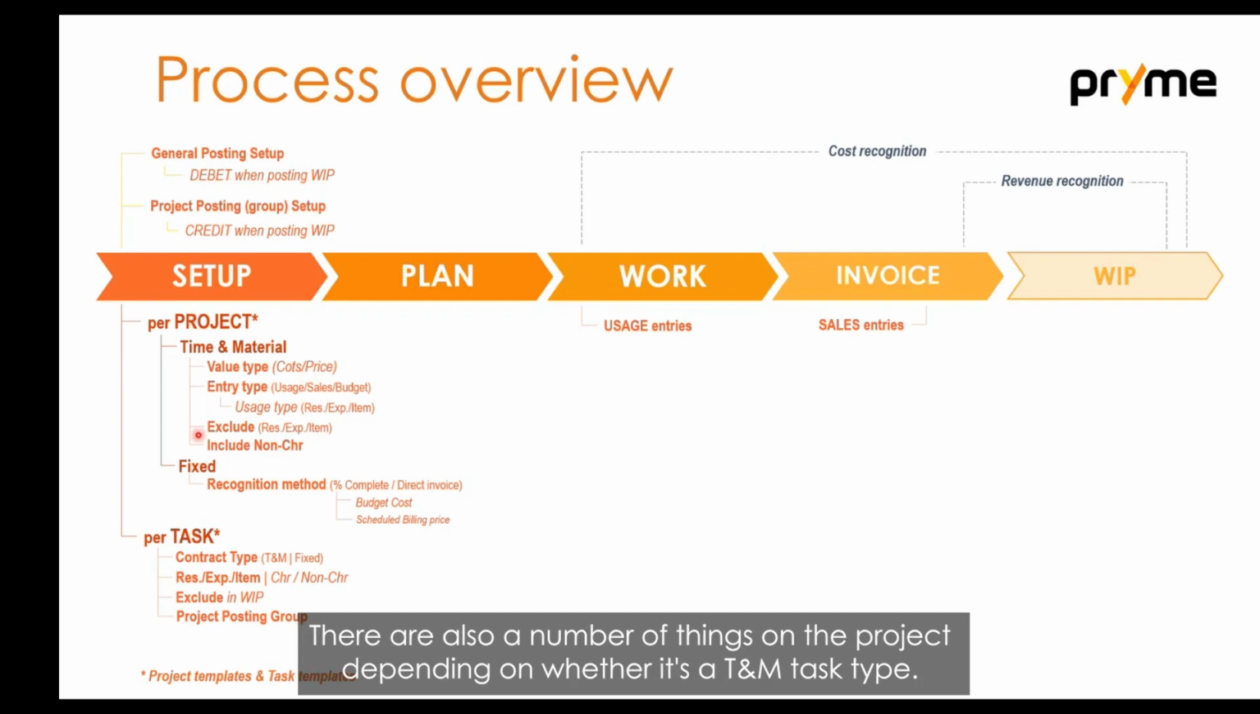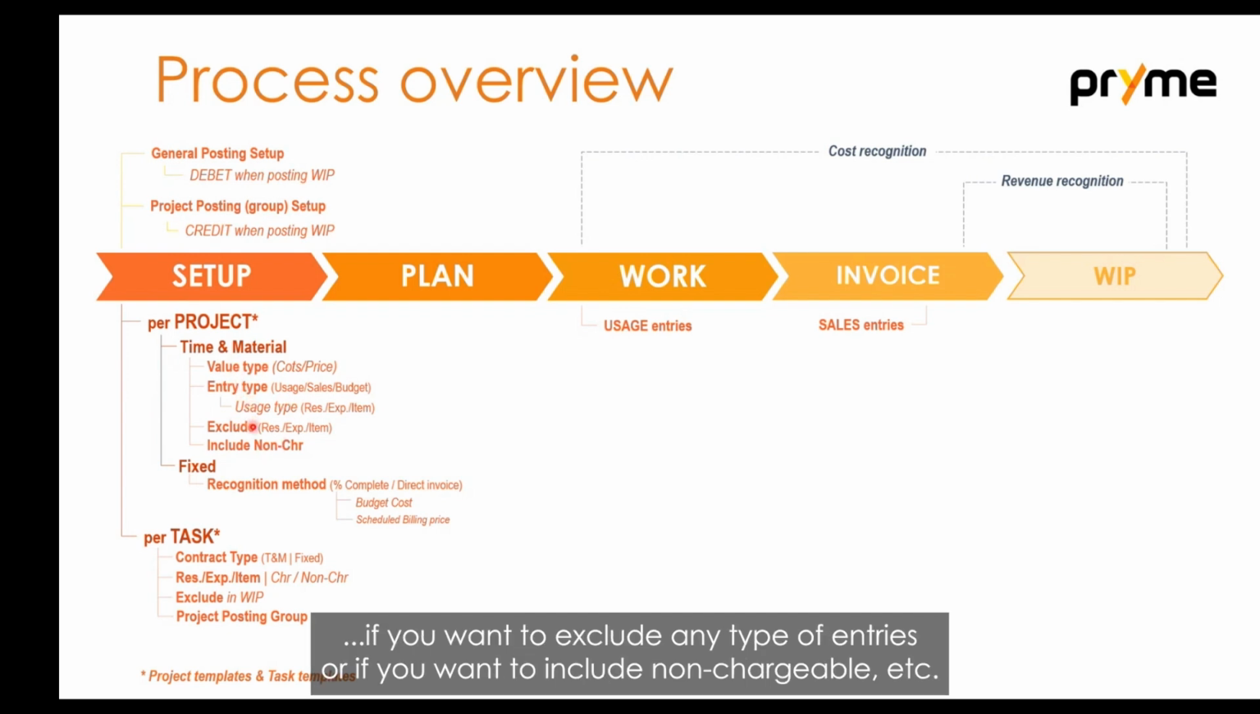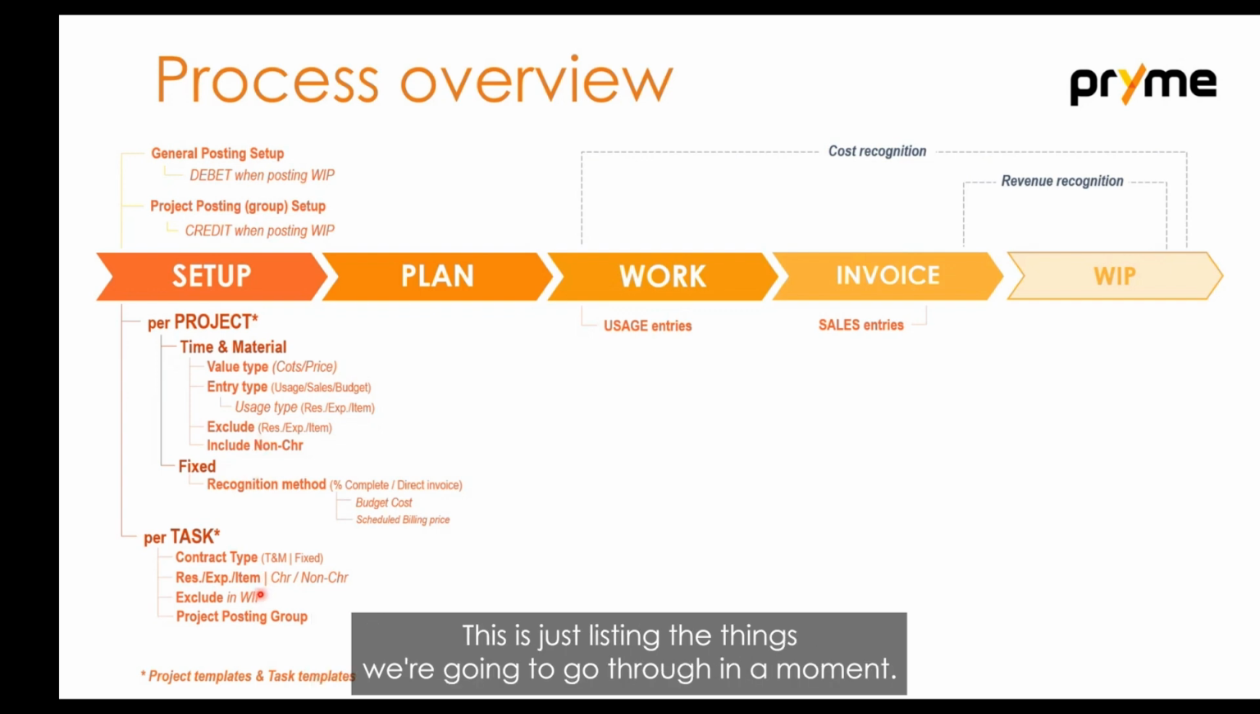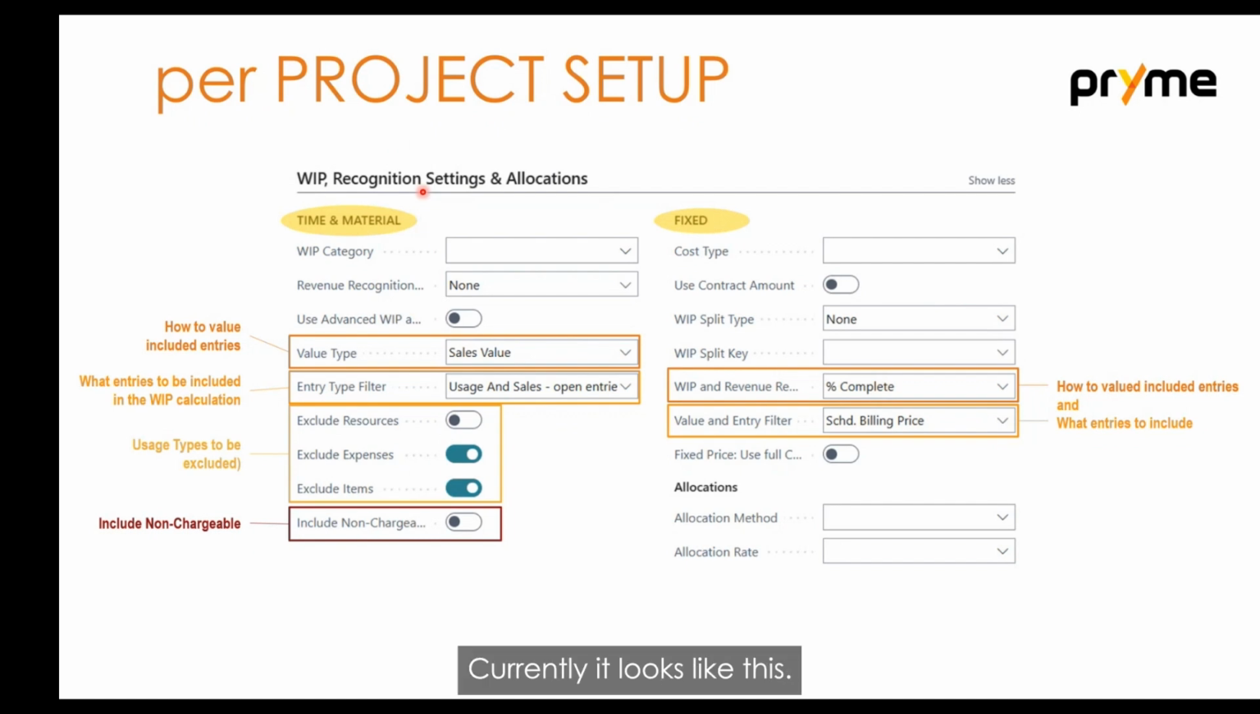And then there are a number of things on the project, depending on if it's a time and material task type. You have different ways how you can value and what type of entries, and if you want to exclude any type of entries, or if you want to include non-chargeable, etc. So I think this is just listing the few things, and we're going to go through them in a moment. Settings. So this is on the project. You will see that on the project card, there is a section called WIP recognition, settings and allocations. And currently it looks like this.